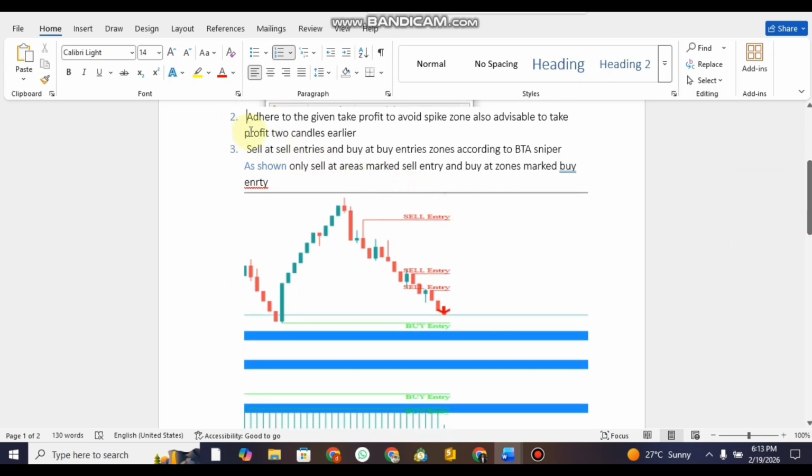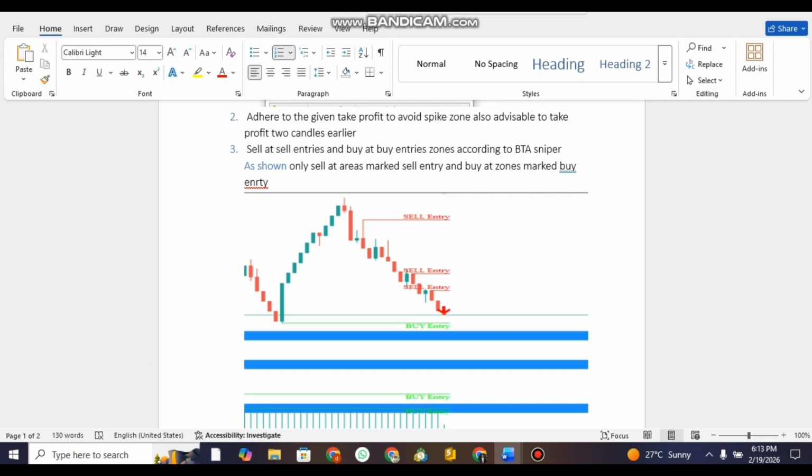Rule number 2 is adhere to the given take profit to avoid the spike zone, and it is also advisable to take profit 2 candles earlier. When the system gives you an alert, it tells you take profit 12 candles, 15 candles, small candles on the 1 minute time frame. So if you see that is a take profit, please adhere to it. Remember, when you are trading small candles, you are trading a small account and you are scalping in the market. So you take 8 candles, get out, 10 candles, get out. You'll get a lot of opportunities, and with those opportunities, you grow your account massively.